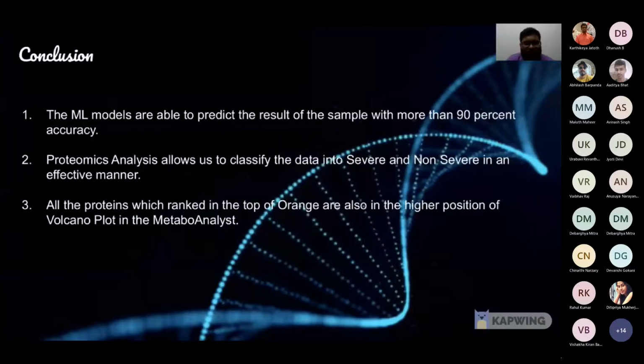In conclusion, the ML models are able to predict the result of a sample with more than 90% accuracy. Proteomics analysis allows us to classify data into severe and non-severe in an effective manner. All the proteins which rank in the top of Orange are also in the higher position of the volcano plot in MetaboAnalyst.